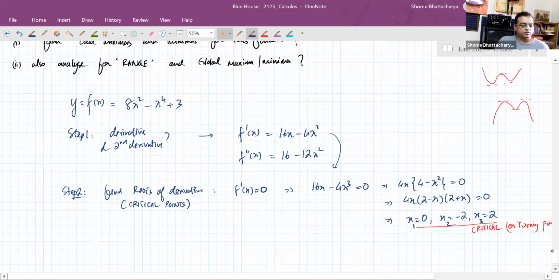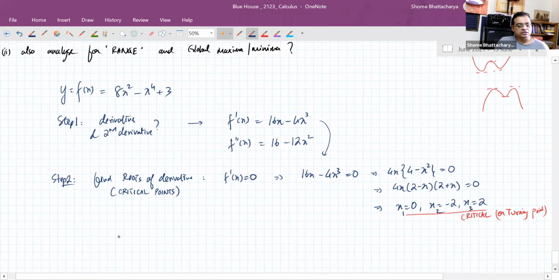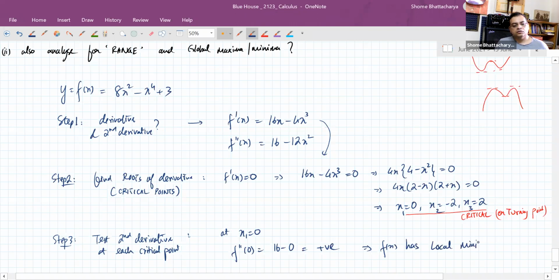So now our next step, test the second derivative's value at each critical point. You can see that at x1 equal to 0, f double prime of 0 is how much? So it is 16 minus 0. So it is a positive value. So that means f(x) has a local minima at x1 equal to 0.